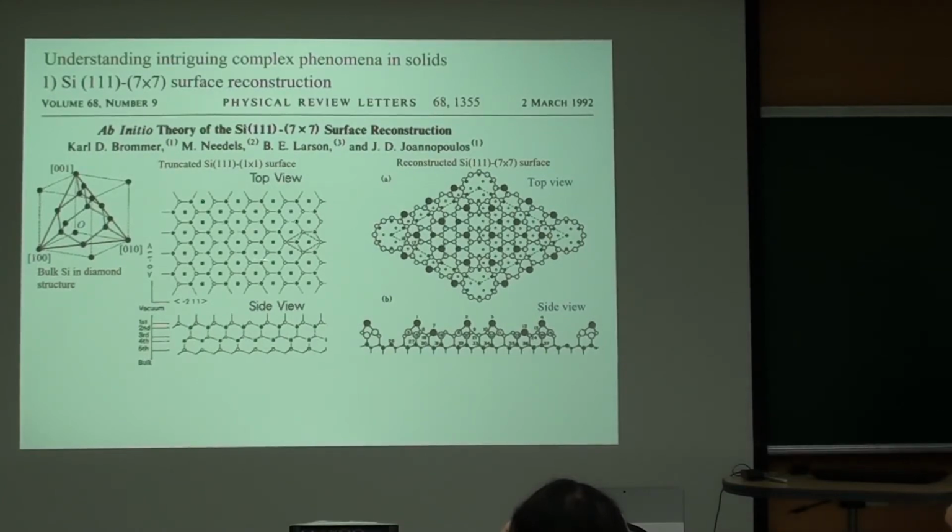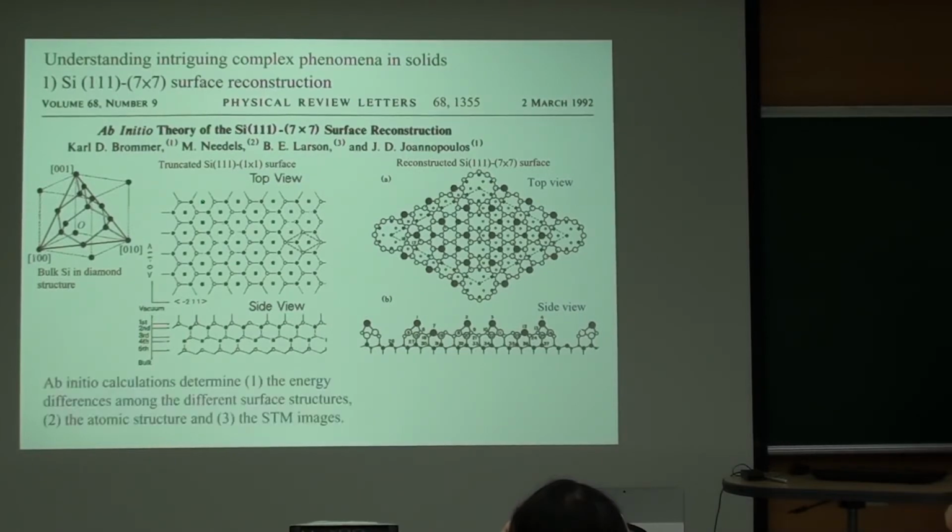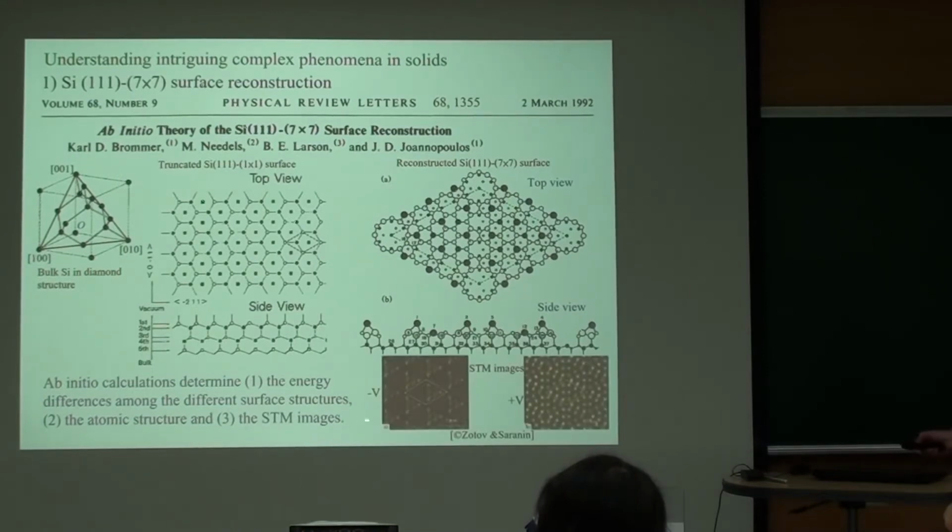But during the process to understand this kind of complex atomic structure, I think ab initio calculation plays quite an important role. For example, it can determine the relative energy among several possible surface structures and then compare them, and also determine very precisely the atomic bond lengths and so on. And more importantly, it can predict the STM image and compare with the experiment. Okay, so that basically tells you that ab initio calculation can help you to understand such a complicated surface reconstruction.